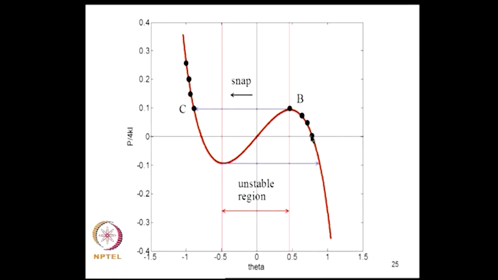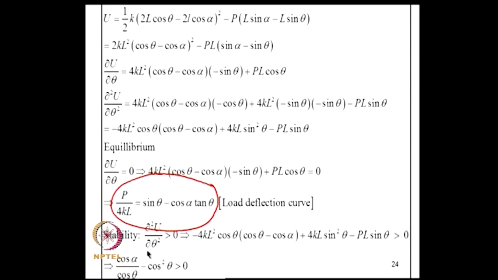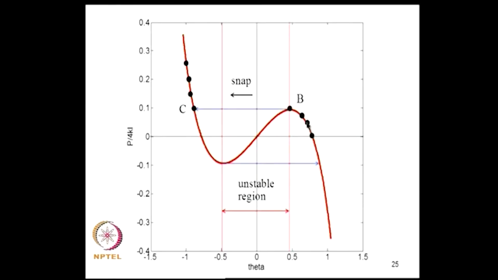As load is increased the theta goes on reducing, and when it reaches this point B. So, what I am doing is for every value of theta here I will evaluate ∂²U/∂θ² and see what is the sign of this quantity. If it is positive it is stable, otherwise it is unstable. So, these points are stable, and the moment I reach this point B, this branch will be completely unstable.